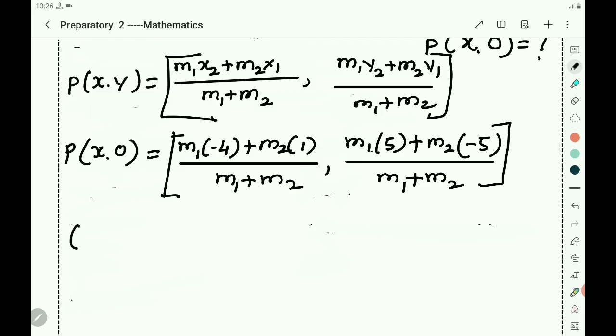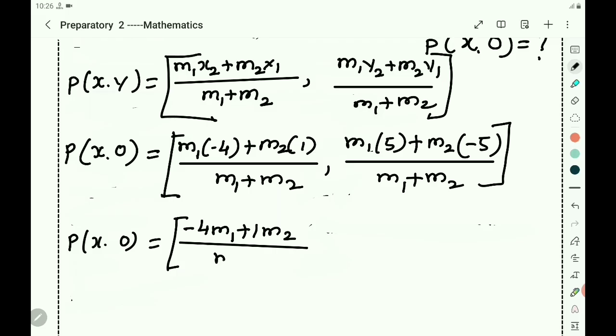Then P of x0 equals m1 into minus 4 is minus 4 m1 plus m2 into 1 is 1 m2 by m1 plus m2. Then m1 into 5 is 5 m1, m2 into minus 5 is minus 5 m2 by m1 plus m2.